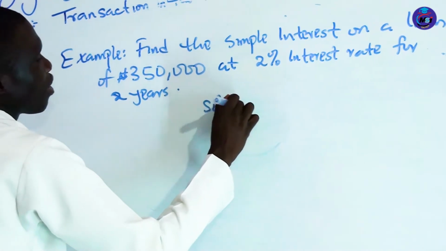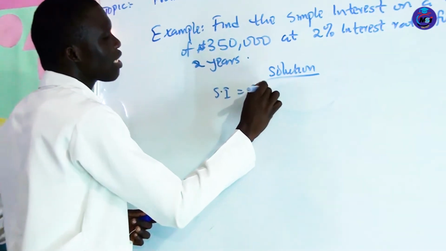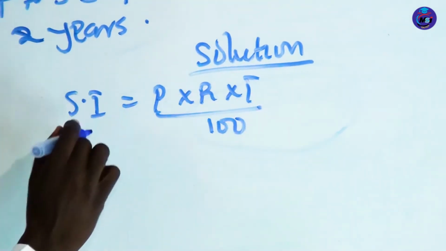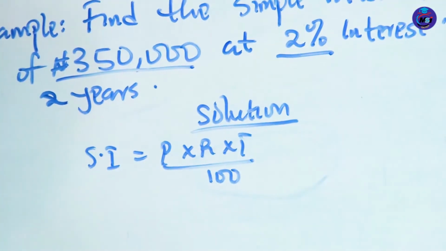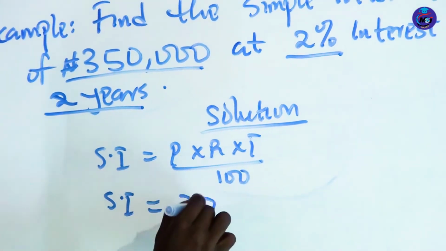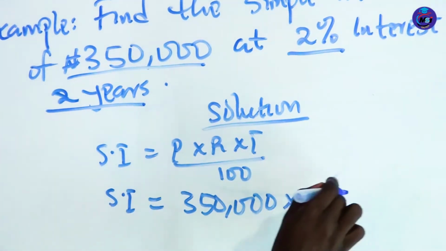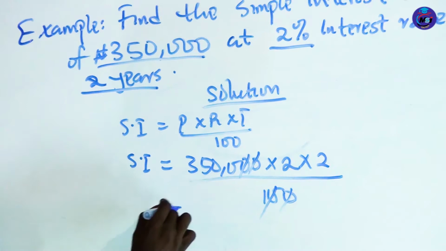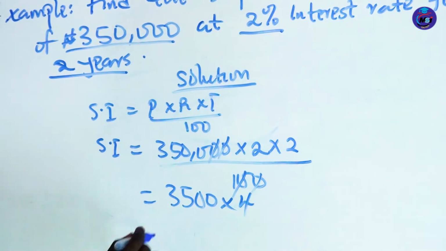Let's solve this together. Now, simple interest equals to P times R times T all over 100. Am I right? P is 350,000. R is 2% and T is 2 years. SI equals to 350,000 multiplied by 2 multiplied by 2 years divided by 100. 0 cancels 0, 0 cancels 0. You have 3, 5, 0, 0. 2 times 2, 4.